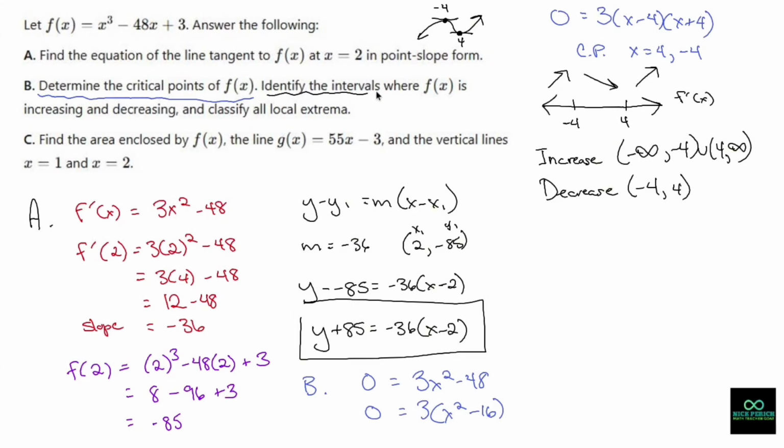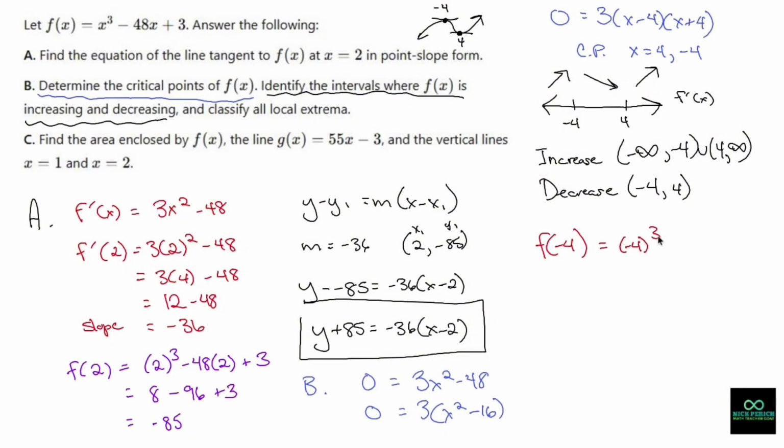So still not done the problem yet, because now I need to classify all local extrema. So I'm not just going to say we have a maximum at negative 4 and a minimum at 4. I'm going to find out what those points are. So my maximum exists at negative 4. So that means we're going to plug in negative 4 into the original function to get us the exact point where this happens.